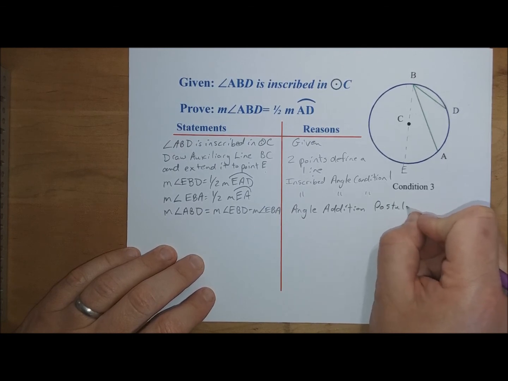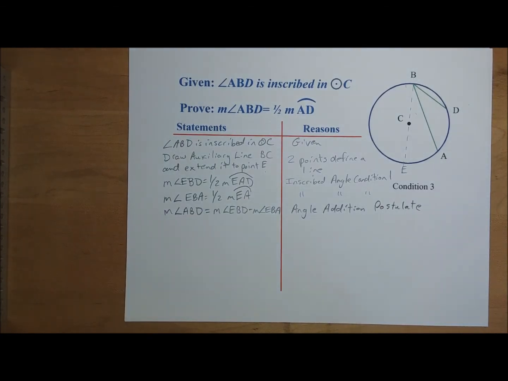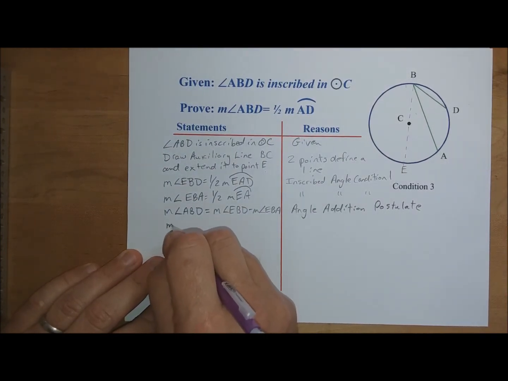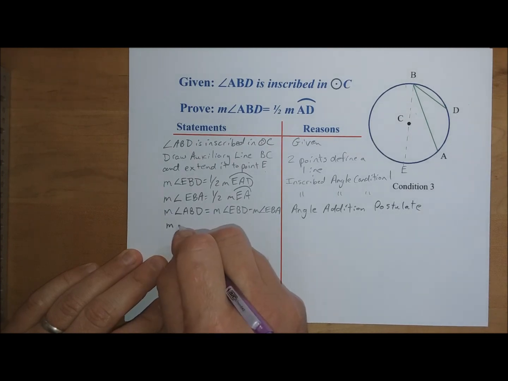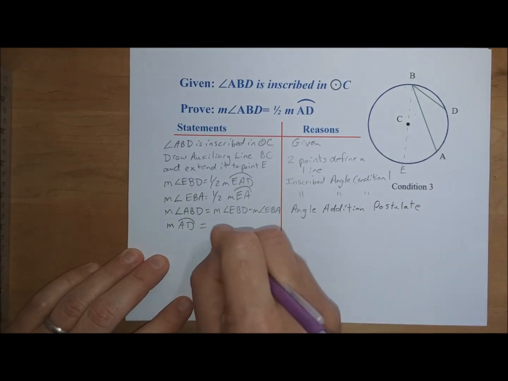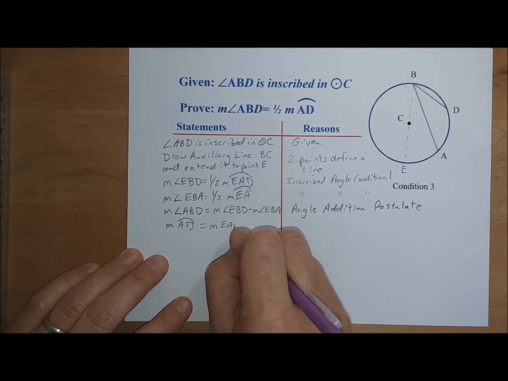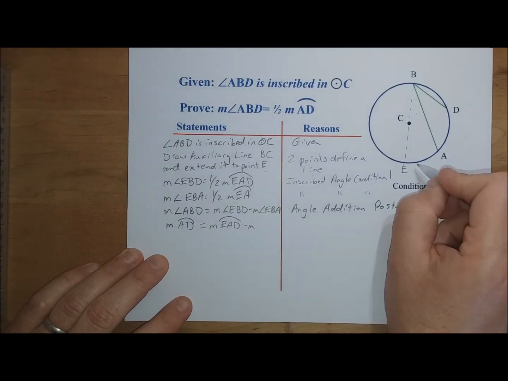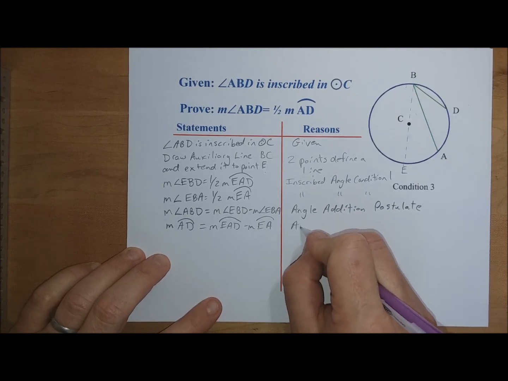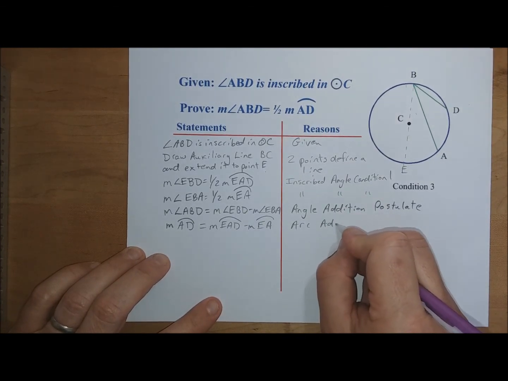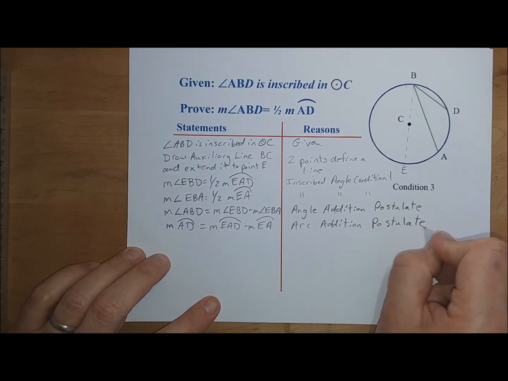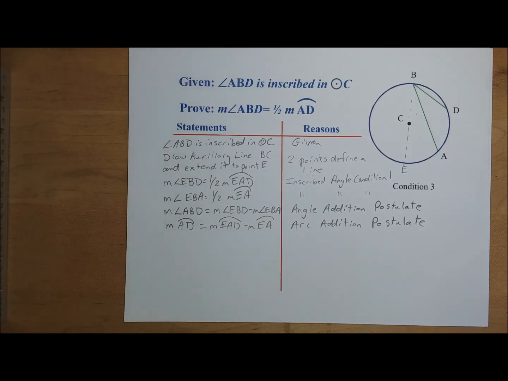And likewise, we can use our arc addition postulate in the same way. We could say that the measure of this arc AD, which is one of the things that we're after, is going to equal the measure of this longer arc EAD minus the measure of this smaller arc EA. Good, and that's, instead of angle, our arc addition postulate. Okay, good. Where are we going to go from there?